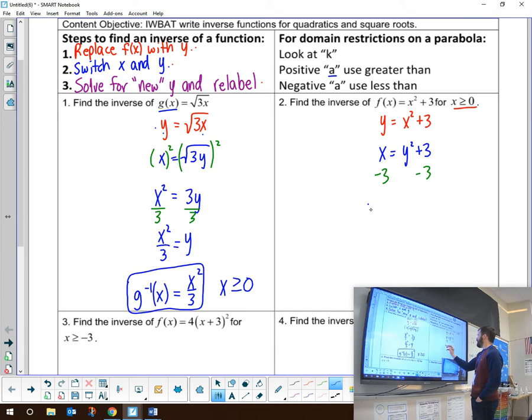So we'll have x minus 3 equals. Zach Castleberry, please come to the main office.